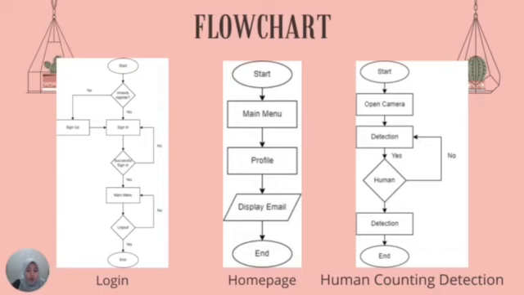In the human counting detection, the system will display an open camera button to let the user connect the system with their camera, and the system will start the detection process. If the camera detects a human, it will start to count persons entering the store.